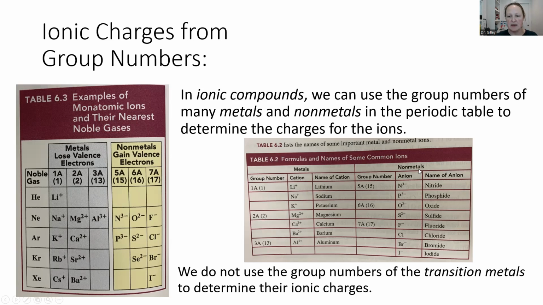Whereas with nonmetals, the name of the anion actually changes, because the element would be nitrogen, but the name of the anion is nitride. This name comes from the first syllable of the element name, nitr, and then they drop the ogen and add the suffix "ide." And you can see some common examples here.